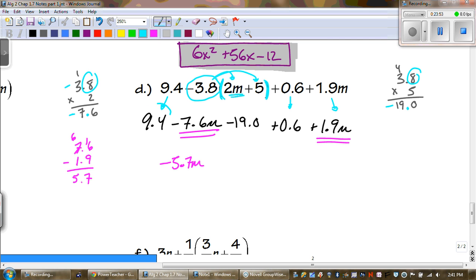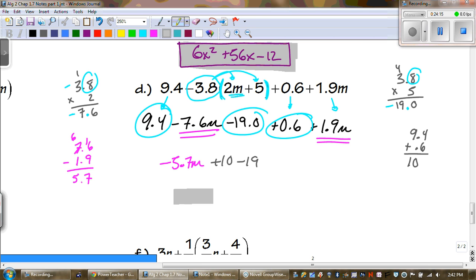Okay? What's the next thing that we can combine? Well, I've got 3 things right there, and you can do that in any order that you like. I'm just going to add up my 2 positives real quick, and we get 10. So then I have a positive 10 minus 19. And when we combine those two things, we're going to get our final answer of -5.7m minus 9.